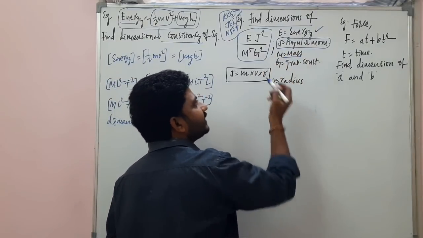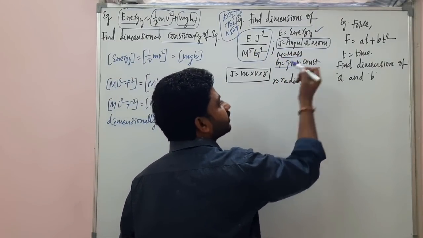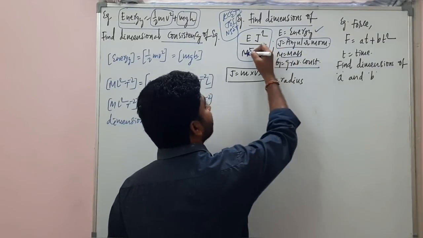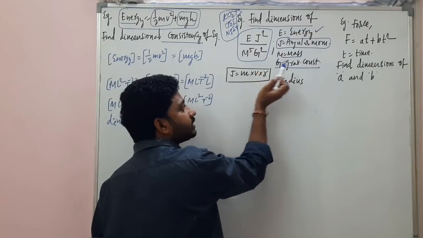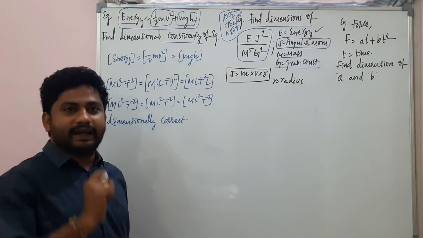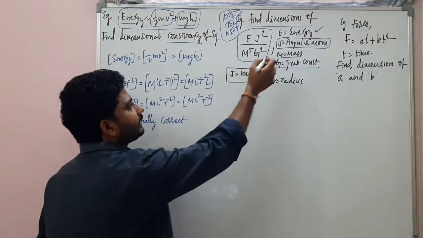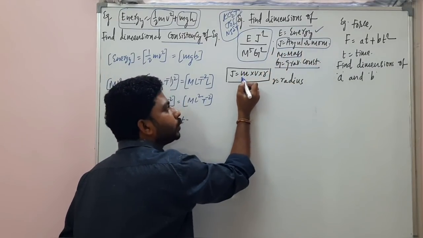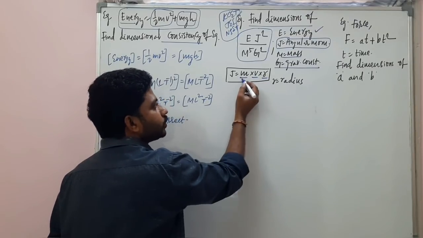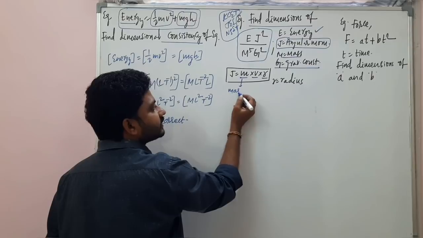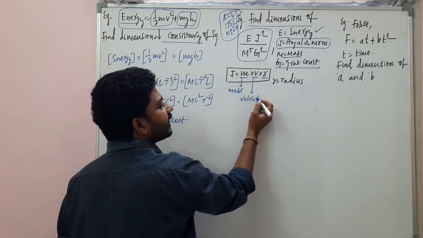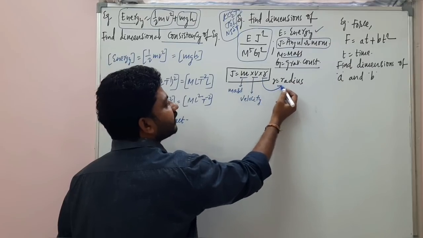M is mass, g is acceleration, and capital G is the gravitational constant. You know the dimensions of mass and of capital G. It is given that angular momentum is equal to mass into velocity into radius. So m is mass, v is velocity, and r is radius.